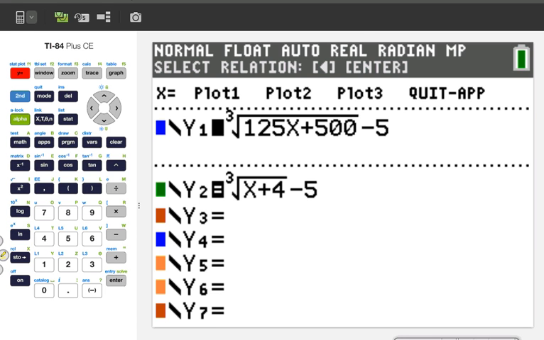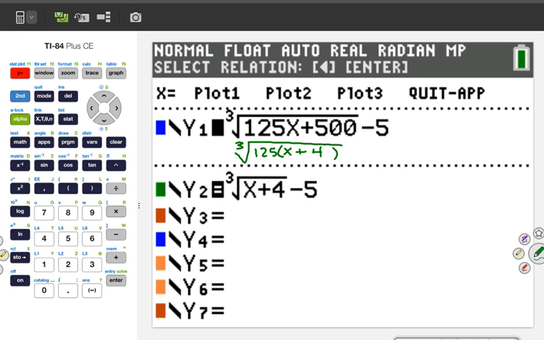The 125. What they mean by make it easier to graph, or with a translation, is separate the 125 from the x, factor it away from the x and the 500. How many times does 125 go into 500? What's 500 divided by 125? If you think it's 4, you're right.